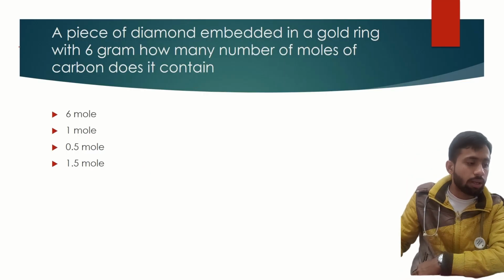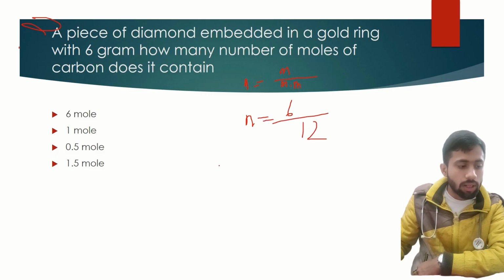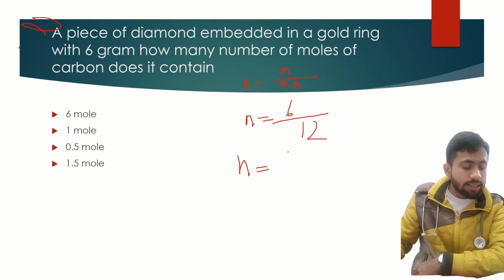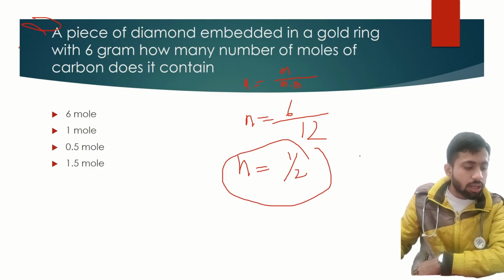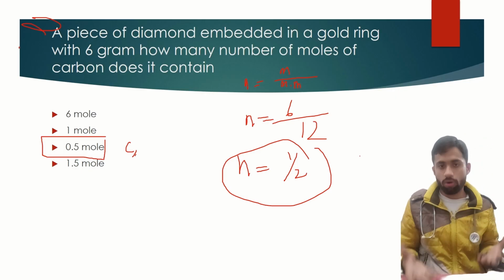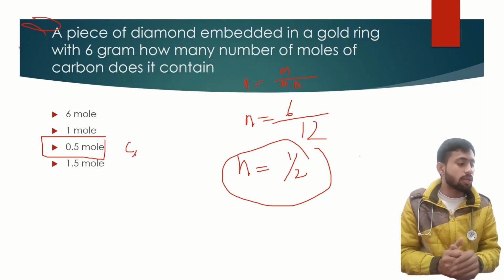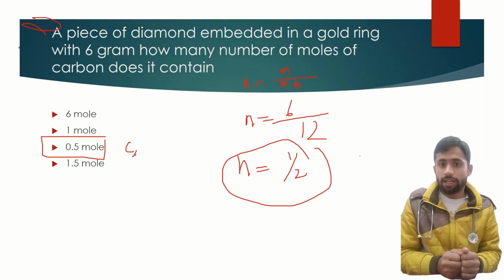What's the formula? Number of moles is equal to mass in grams divided by molar mass. What is the mass in grams? The mass is 6. What is the molar mass for carbon? 12. How many moles will be there? 6 divided by 12, 1 by 2 moles are there for carbon. 0.5 moles. What's the answer? Now it's C. Now D. For God's sake, we are left with a small number of MCQs, but 0.5 moles was the answer, not D this time. Thank goodness.